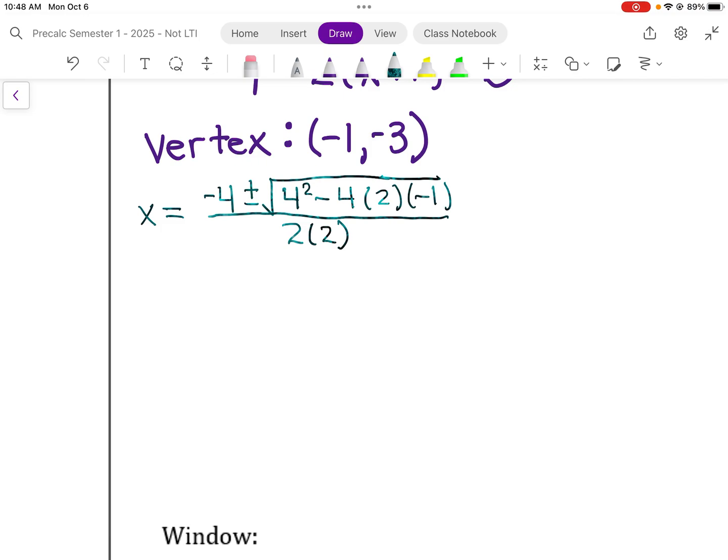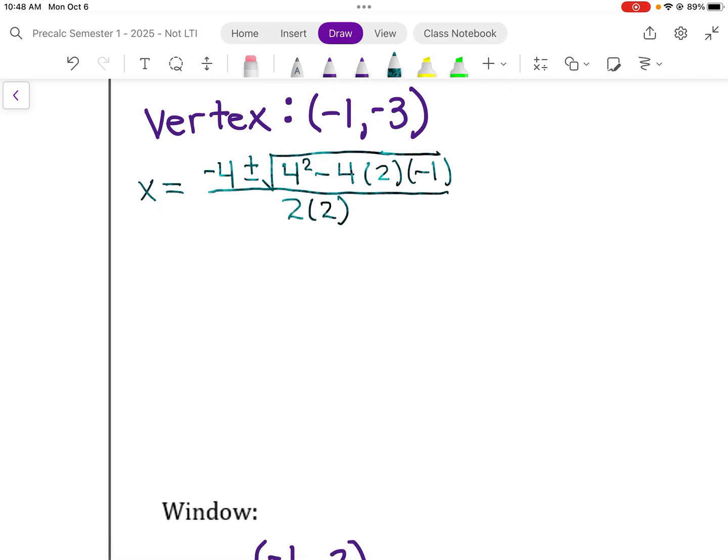All right. Now let's simplify it. The first thing we're going to do is simplify that number inside. So 4 squared is 16. 4 times 2 times negative 1. That makes that 16 plus 8, which is 24. And then over 4.